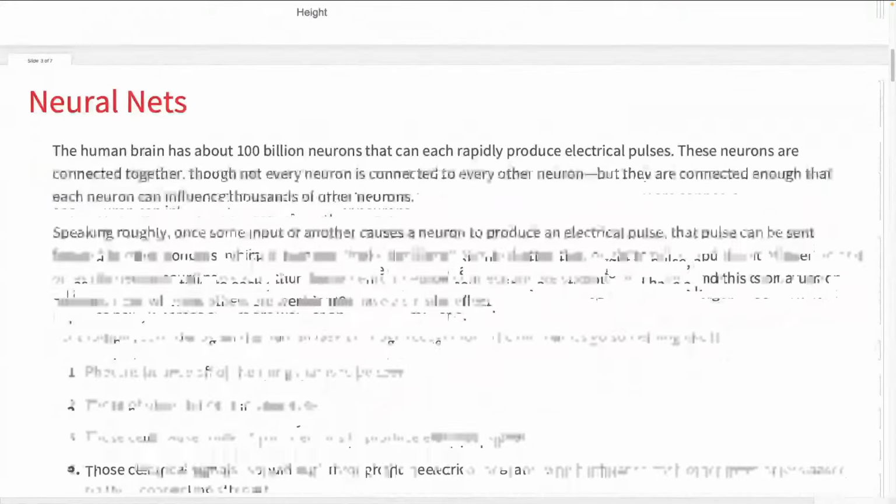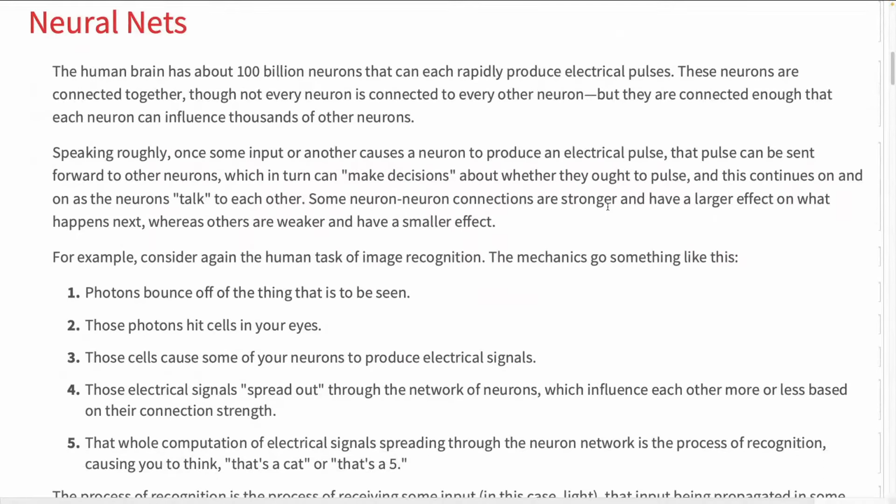So let's get into neural nets. And I realize while reviewing this this morning that this is a bit of a block of text, but bear with me here. So just the background for neural nets. The human brain has around 100 billion neurons, and each of these can rapidly produce electrical pulses. That's the basic action of the neuron.